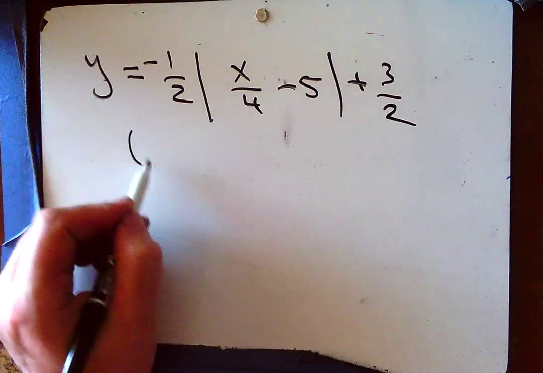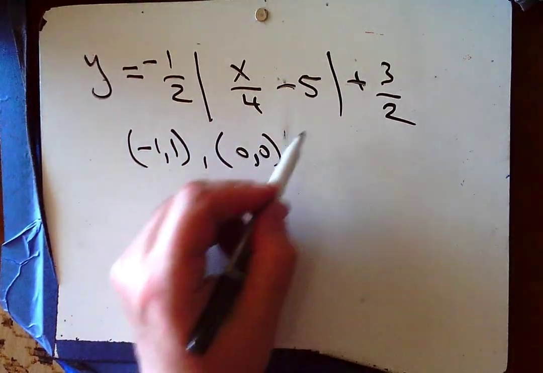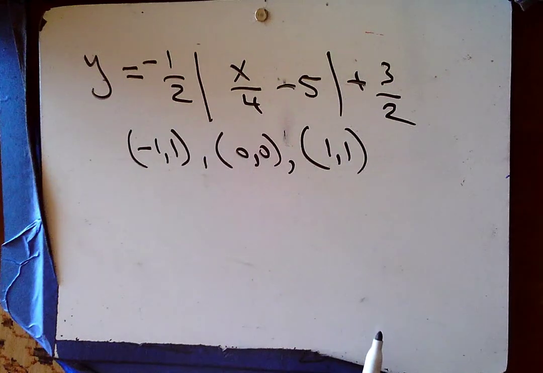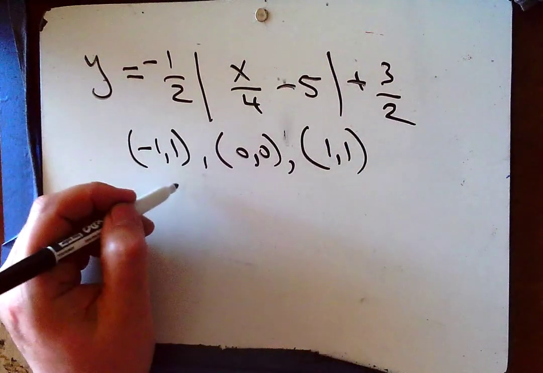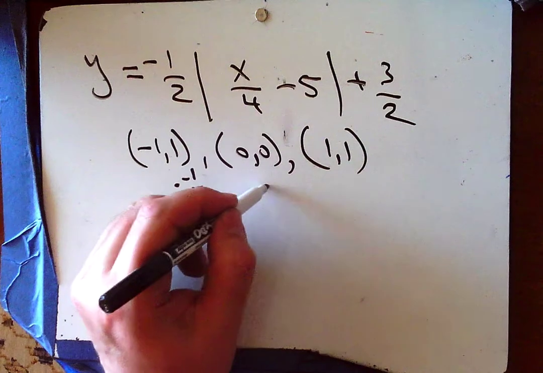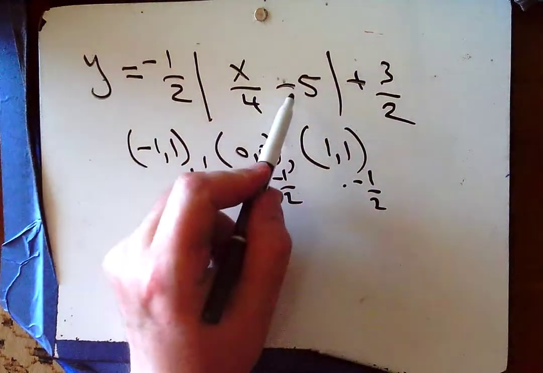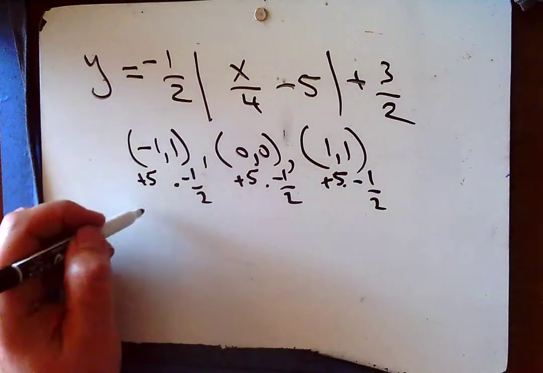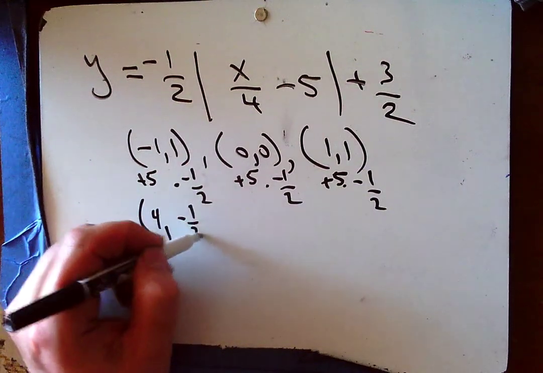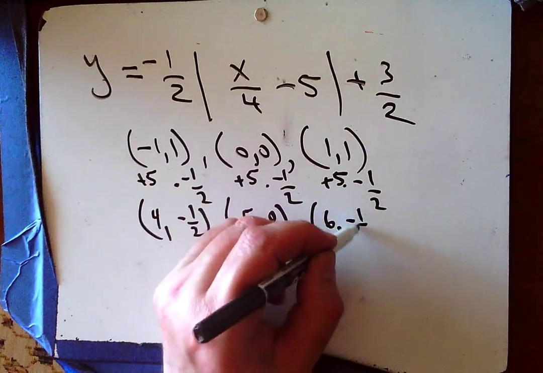Welcome back. Our reference points: (-1, 1), (0, 0), (1, 1). Okay, so here I see two y transformations, two x transformations. Going to multiply all the y's by negative 1/2. Going to add 5 to all the x's. So my transition points are (4, -1/2), (5, 0), (6, -1/2).